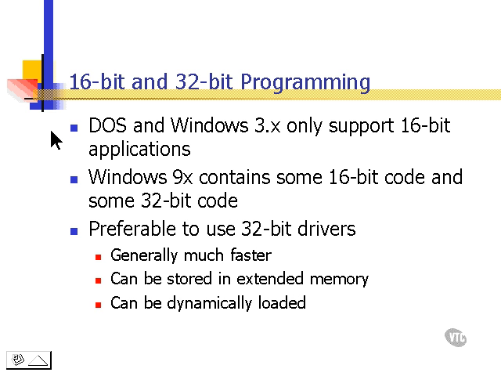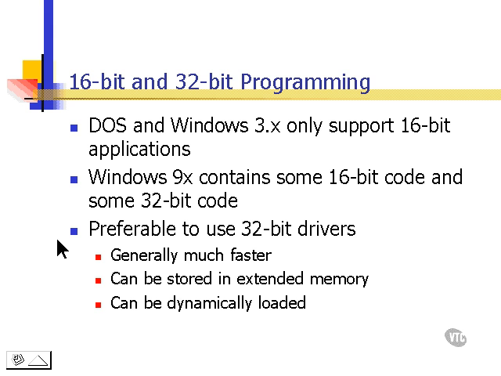DOS and Windows 3X only support 16-bit applications. So Windows 9X contains some 16-bit code and some 32-bit code, so it can bridge the gap. If it's possible, it's preferable to use 32-bit drivers. 32-bit is extremely faster than 16-bit. If you can picture 32-bit versus 16-bit, it's like a 16-lane highway versus a 32-lane highway.